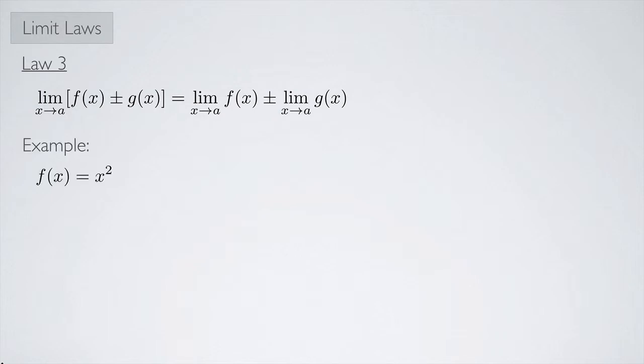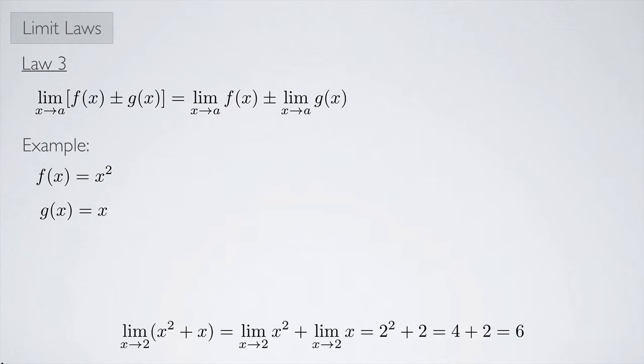As an example, let's choose f of x to be x squared and g of x to be x. So this would be saying that the limit as x approaches, and again we'll say 2, of x squared plus x should equal the limit as x approaches 2 of x squared plus the limit as x approaches 2 of x. And that equals 2 squared plus 2, which is 4 plus 2, which is 6.